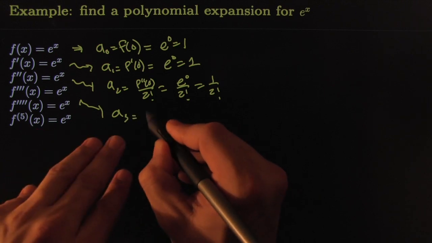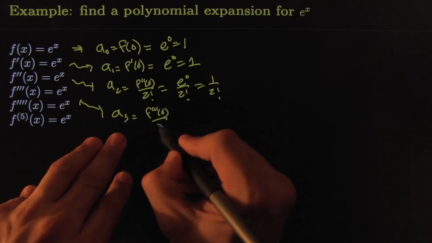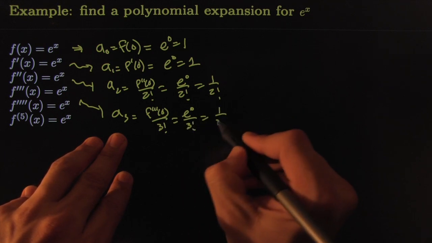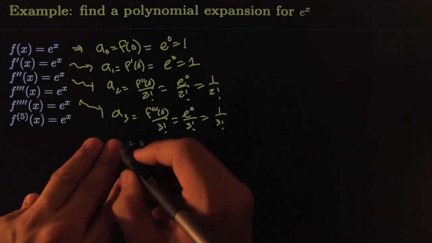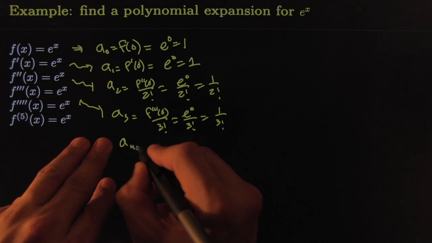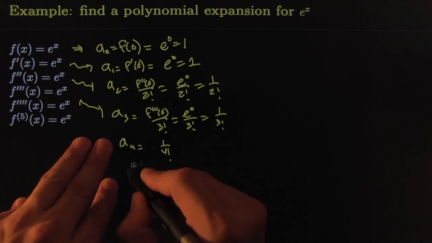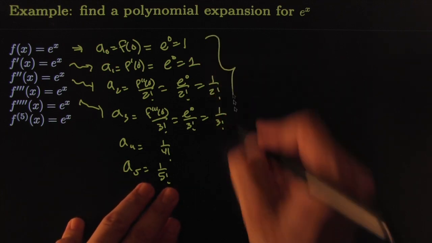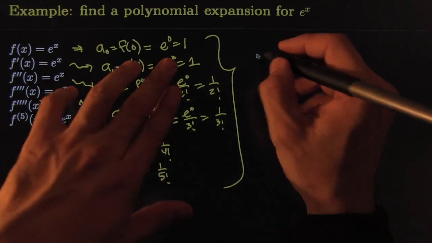a3 would be equal to f triple prime of 0 divided by 3 factorial, which would be e to the 0 divided by 3 factorial, equal to 1 over 3 factorial. And on and on. So I get all my coefficients here: 1 over 4 factorial, a5 would be 1 over 5 factorial, and so on and so forth. This tells me that the polynomial looks like this.